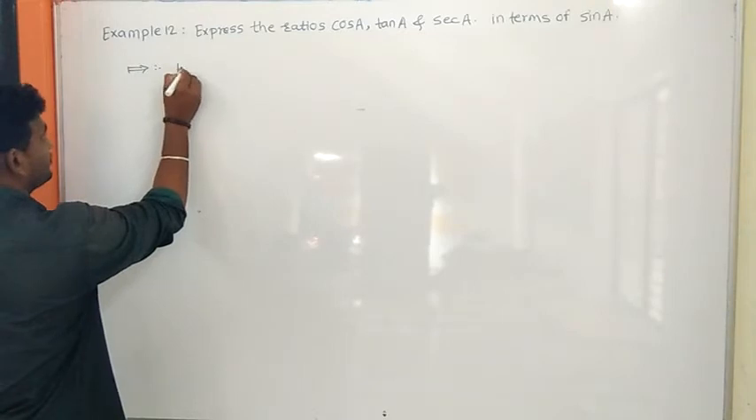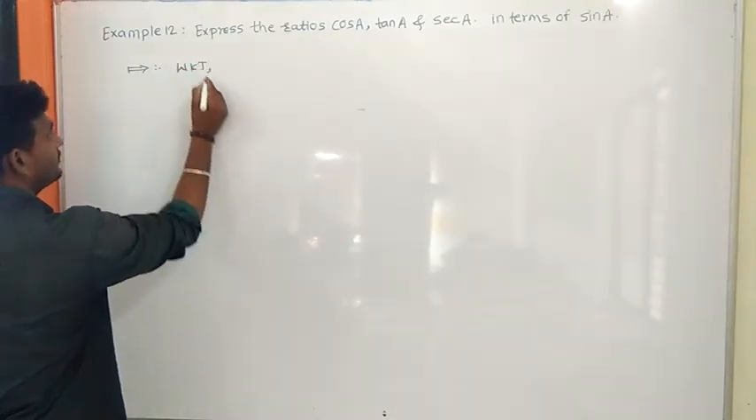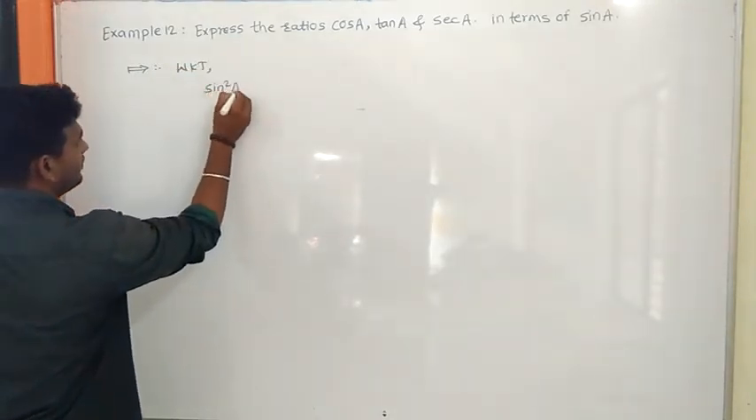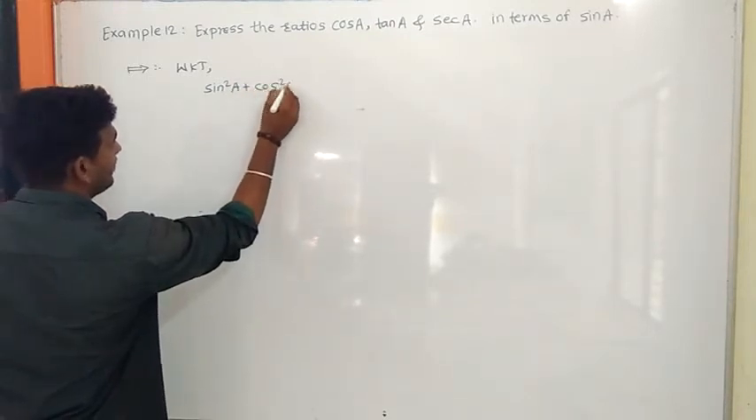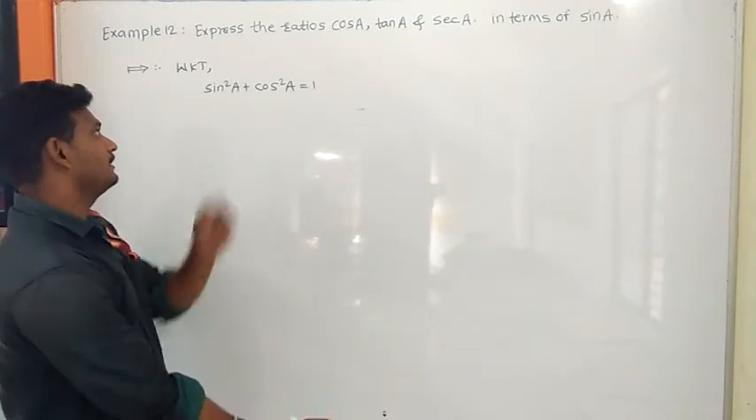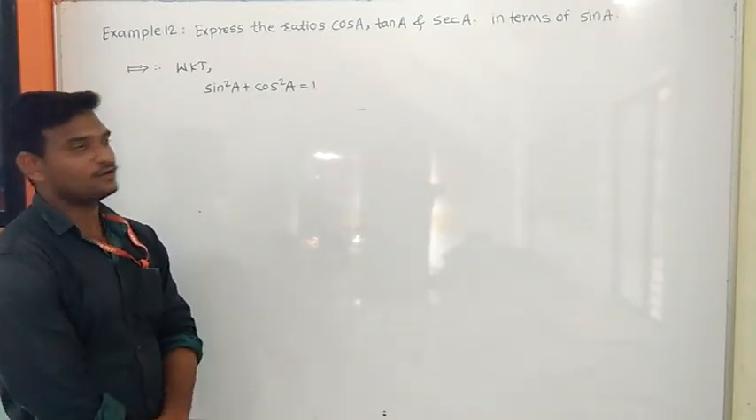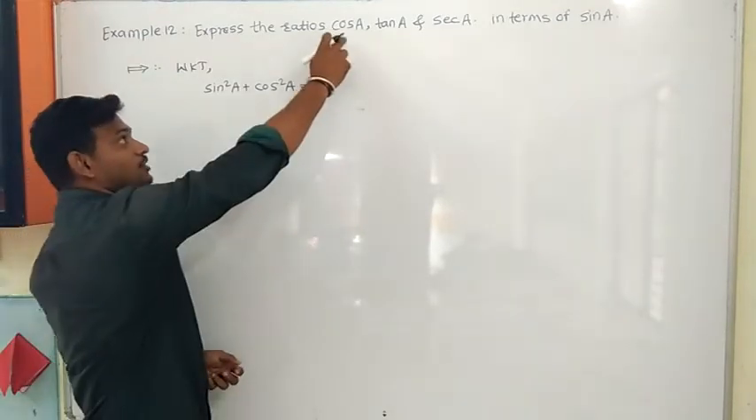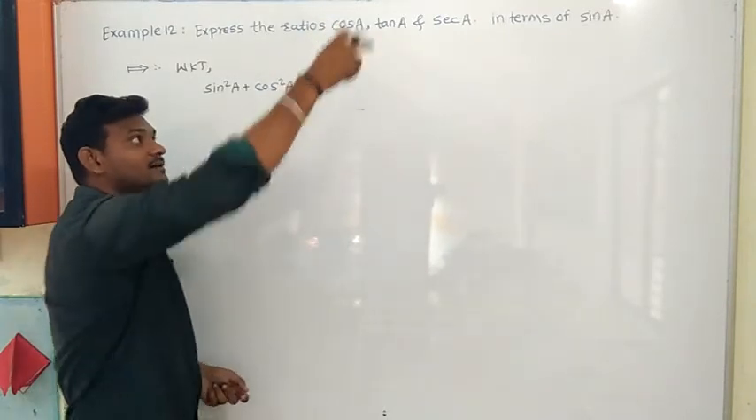We know that sin square A plus cos square A is equal to 1. This trigonometric identity, we know this. Now we will express this cos A in the terms of sin A.